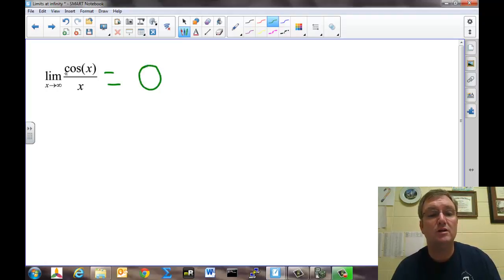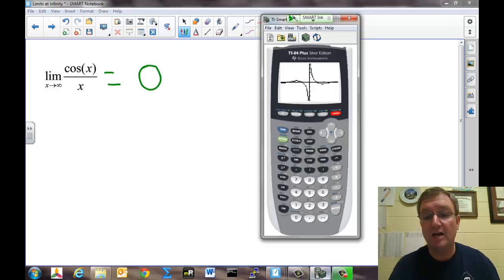And if we think of this as our rules, the lead coefficient is 1 in the denominator. We don't have a polynomial in the numerator, so it has a degree of 0. The highest exponent is in the denominator, therefore the limit is 0. If we look at it graphically, that seems to support our answer.